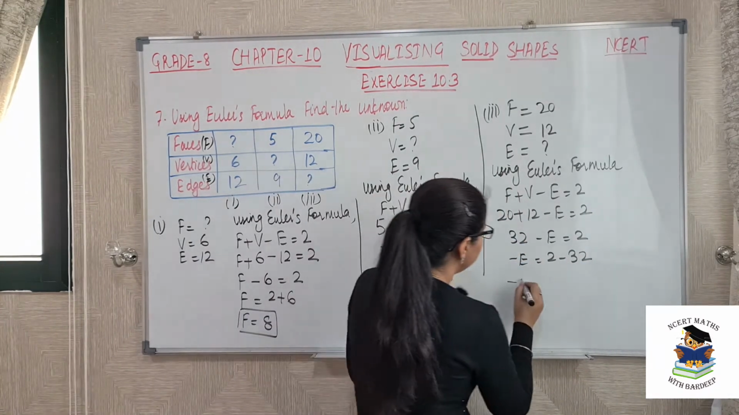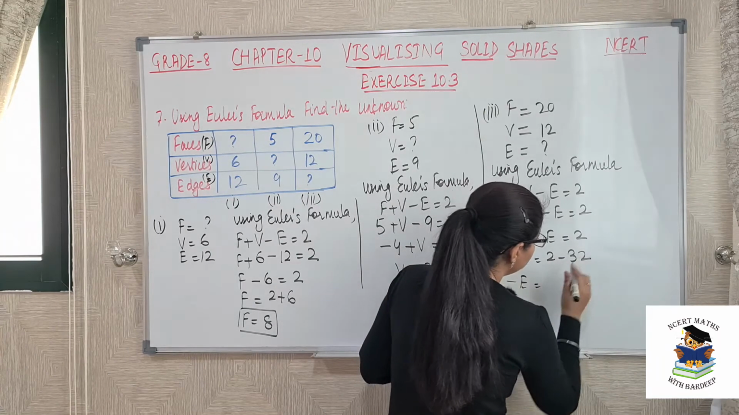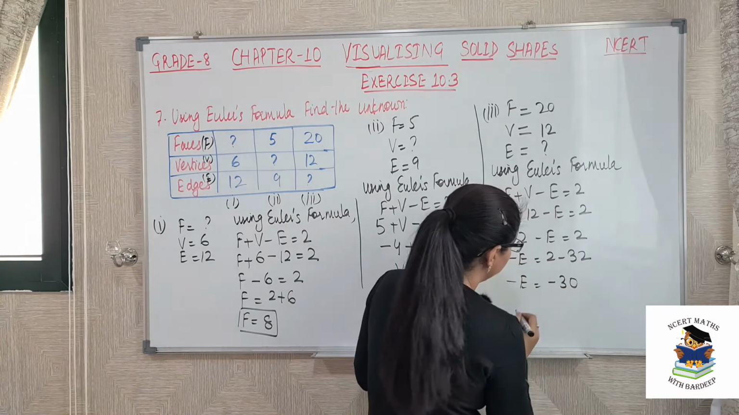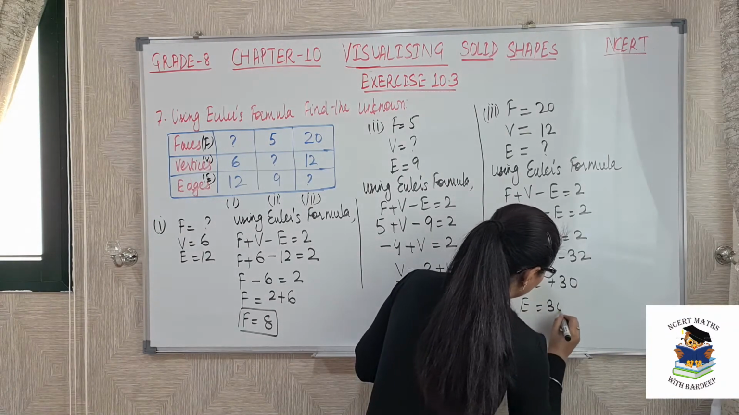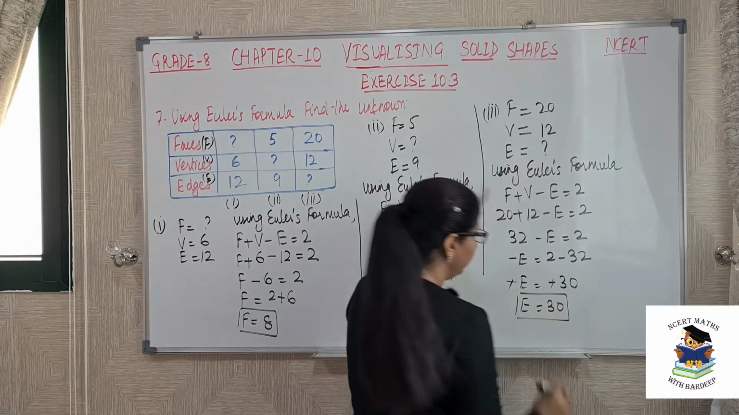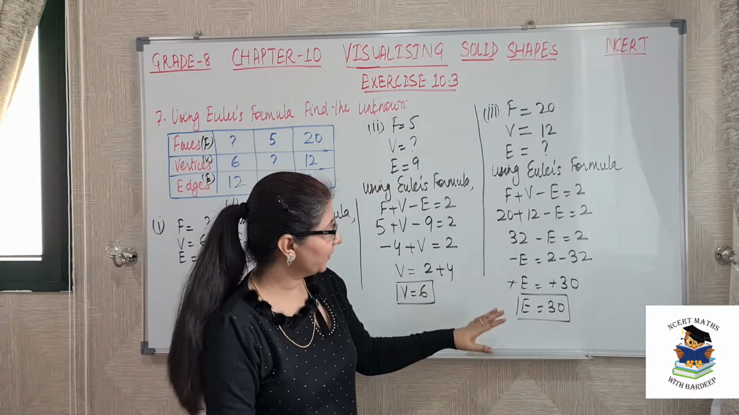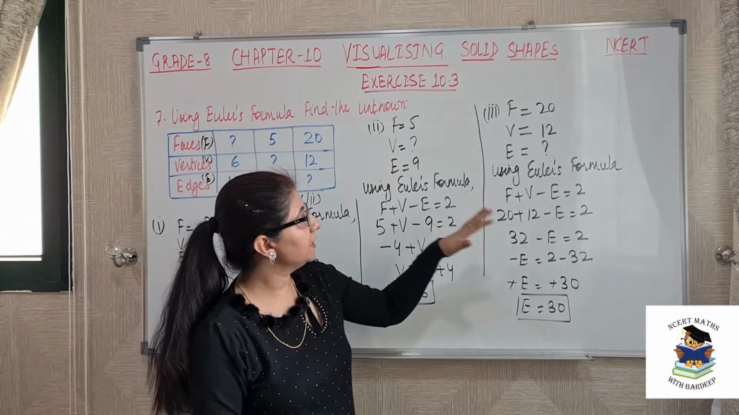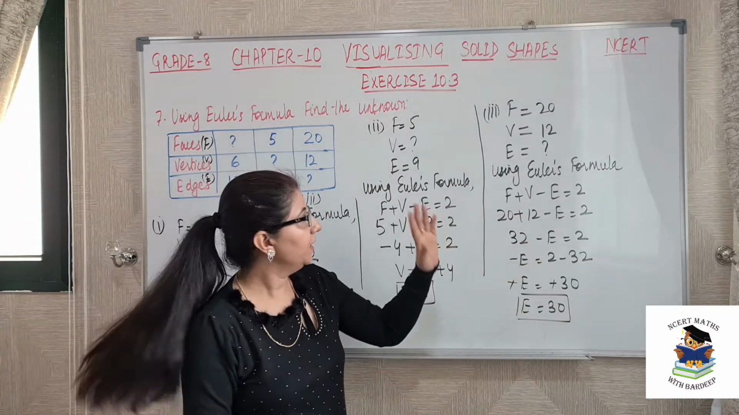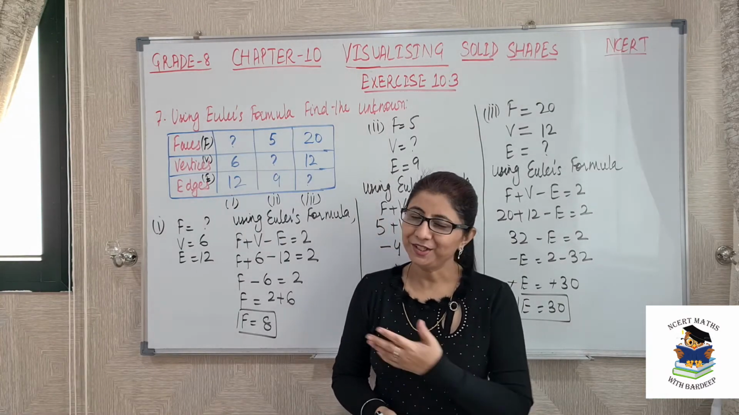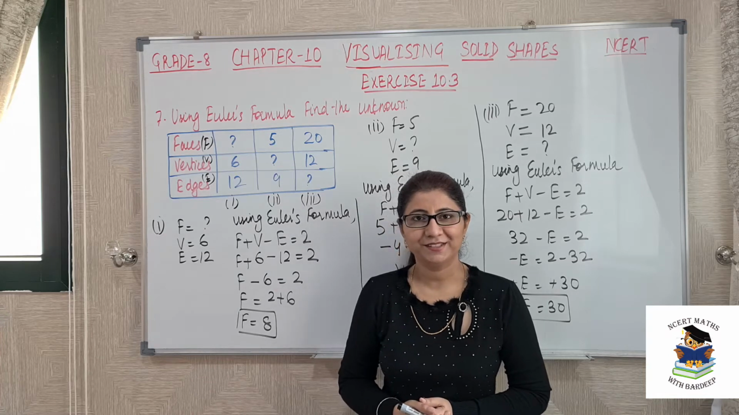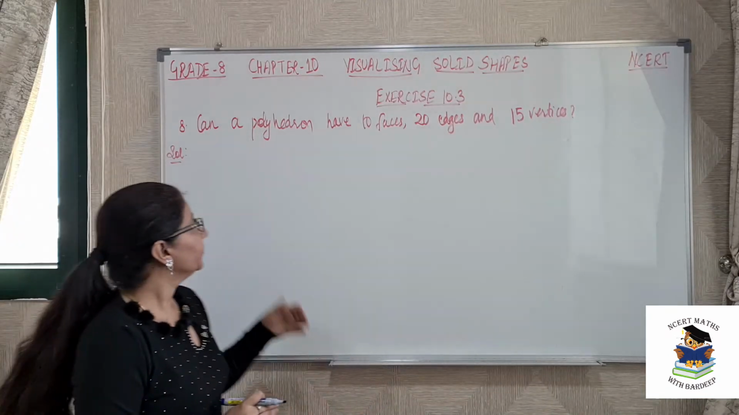Okay. So minus E is 2 minus 32 is minus 30. So this minus and minus will be cancelled. So value of E is 30. Okay. So I hope now this is clear how to use Euler formula to find the missing values. So this is our 7th question. Now let's move on to the last one. So let's see our 8th question.